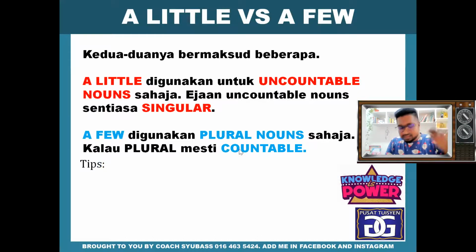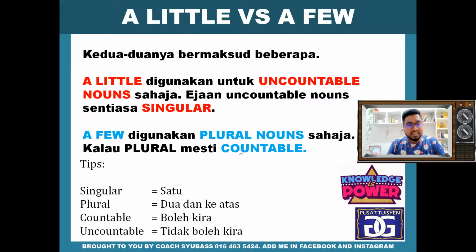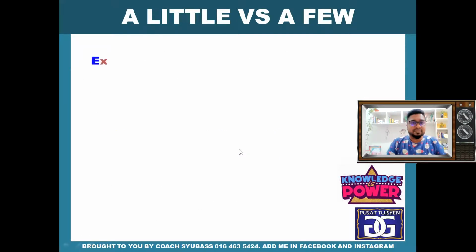Tips balik, ingat balik, I'm going to repeat 1,000 times until you remember. Singular maksudnya satu, plural maksudnya dua dan ke atas, countable maksudnya something that you can count, boleh kira, uncountable maksudnya tidak boleh kira. Remember guys, okay, if I'm repeating this so many times, there is something. It is definitely important. Dan bab-bab yang saya akan ajar dalam masa depan, kalau yang ni kita tak ingat, akan susah nanti nak faham yang expert level grammar. To me, this is still considered as very basic level, kan? Okay, let's move on.